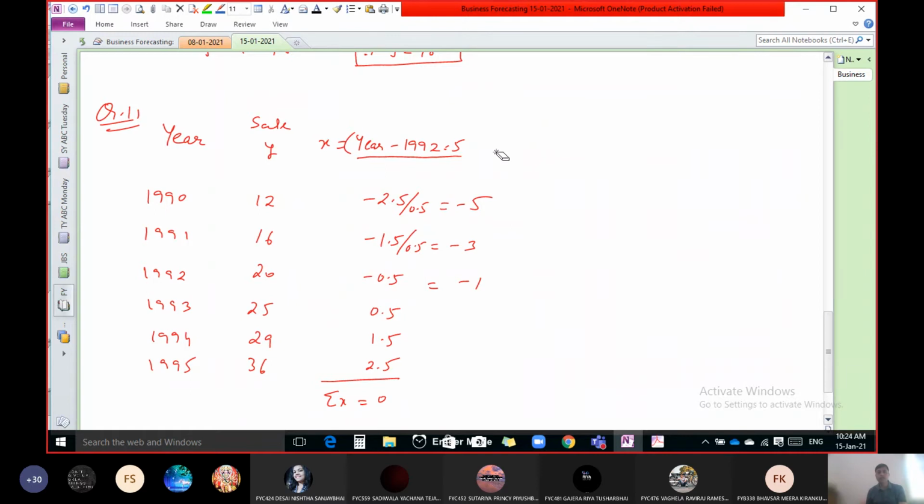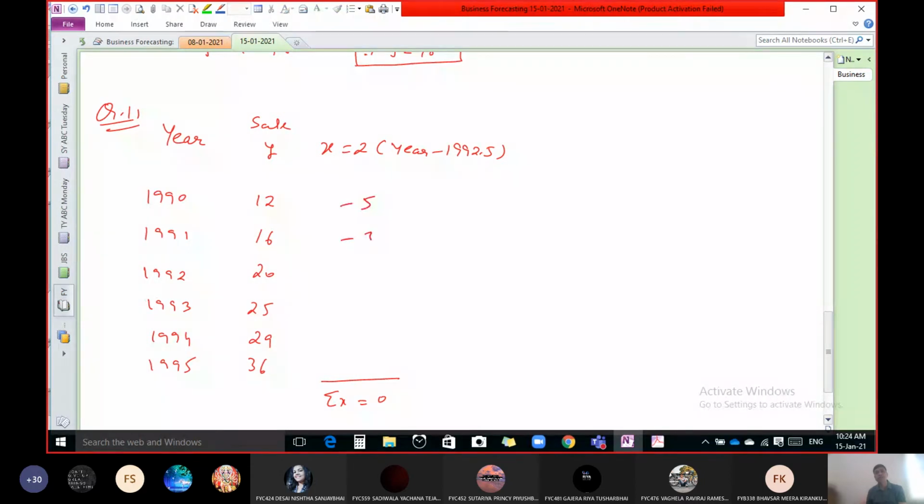So it's better to write year in this way. Let us write x equal to year minus 1992.5, into 2. So 2 times this will reduce our calculation. Instead of getting fractions, we get integer values, and they are also small integer values. We get -5, -3, -1, +1, 3 and 5. You can check the calculation very easily.